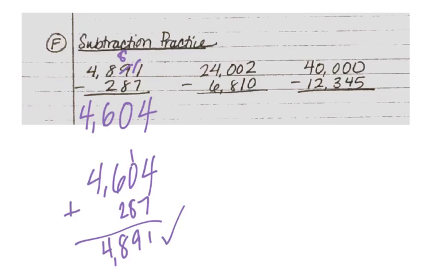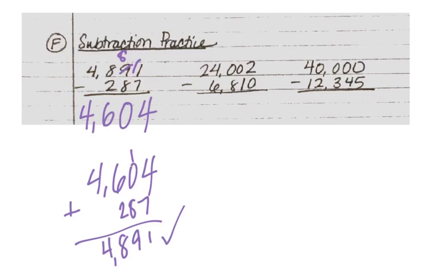Let's do this next one together. And then I'll let you do 40,000 on your own. Okay, now this is when it's really important to make sure we go step by step with our subtracting. I'm subtracting 24,002 minus 6,810.